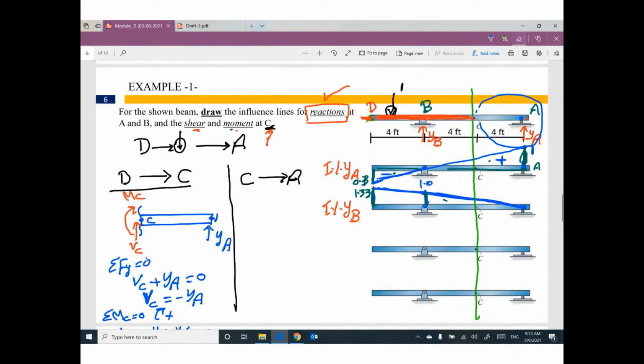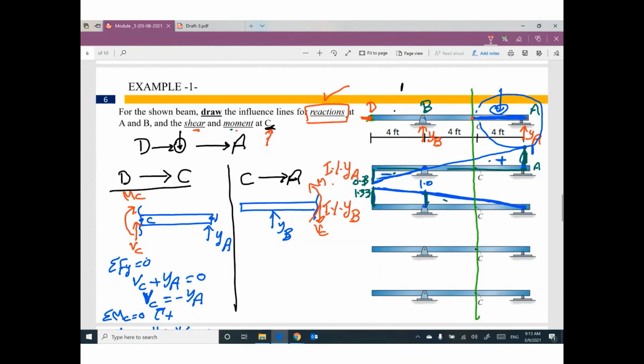The second strip for the unit load is between C and A, so the unit load is moving here between C and A. Here is the moving load. I don't like this part, so I will use the first part, which looks like this. Here is a cut. Here is reaction YB. At your cut, we have horizontal, I don't care. We have shear. We have moment.